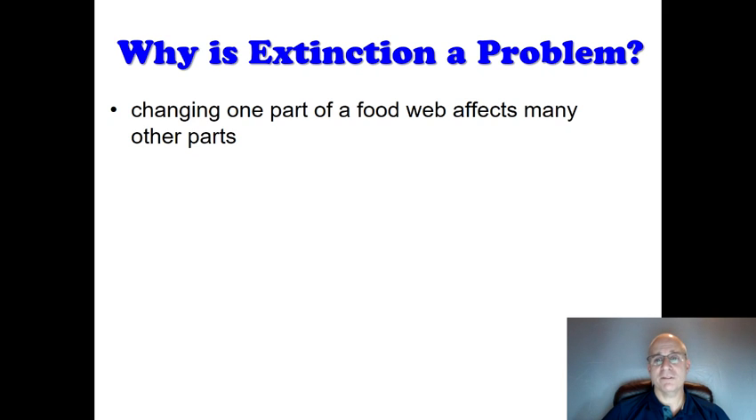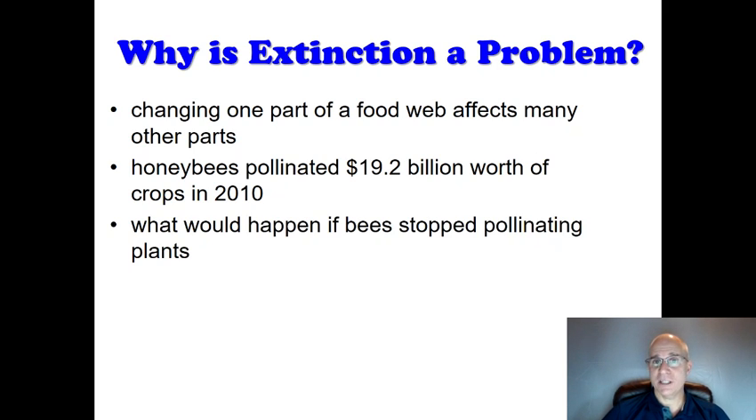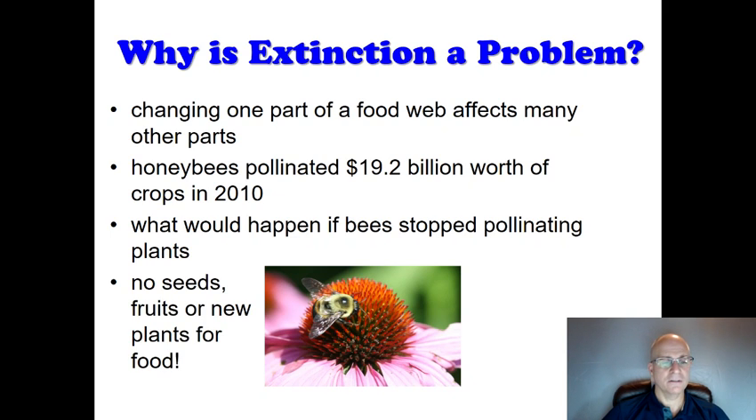Well, remember, changing one part of a food web affects many of the other parts. A good example of this is honeybees. Back in 2010, which is the latest number I could find, honeybees pollinated around $19.2 billion worth of crops just in the United States. So there's actually a problem with honeybees called colony collapse disorder, and the population of honeybees is going down pretty dramatically. What happens if we run out of honeybees and they stop pollinating plants? Like the bumblebee that you see there on a purple coneflower. If you get rid of the bees, there will be no more seeds, no more fruits, or no new plants that we could use for food or for cotton or for the other products that we get from plants.